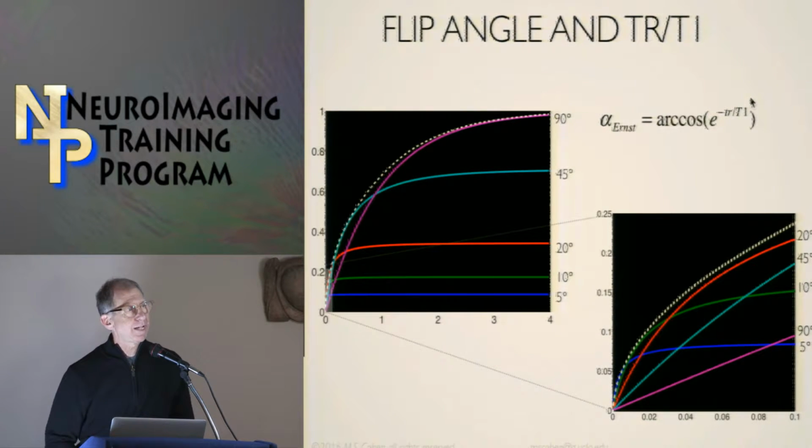T1 in the human brain at 3 Tesla is about 12 to 1400 milliseconds. And so you're going to adjust the TR, and you can directly calculate these numbers yourself. So everybody good with that?